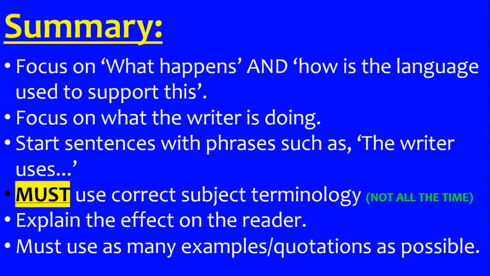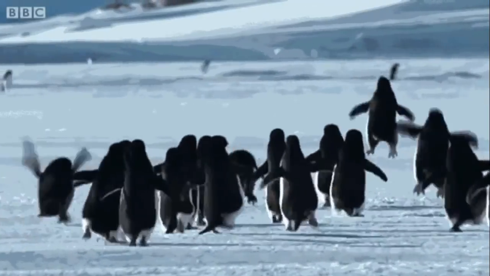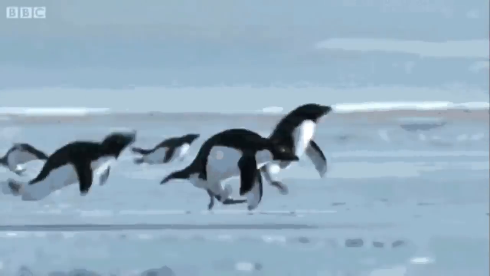So summary for the question: focus on what happens and how the language is used. Focus on what the writer is doing. Try to use sentence starters that the writer uses. Try to use correct subject terminology. You don't have to use it all the time, but use it at least 4 or 5 times. Explain the effect on the reader, and try to use as many quotes as you can. 6, 7, 8 quotes if you can. That's it for this video on the how question.